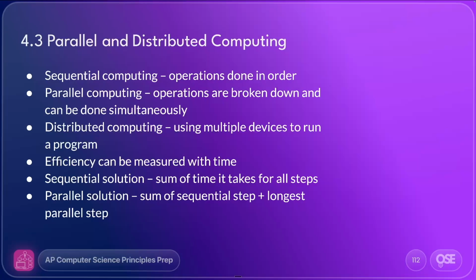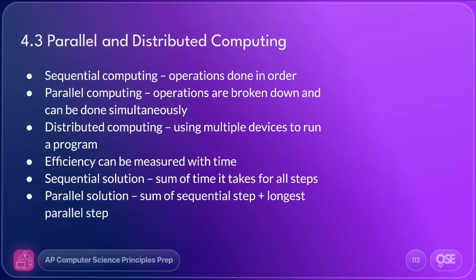Next, we have to talk about different types of computing: parallel and distributed, and sequential as well. Sequential is when operations are done in order. So I'll give you a file and you complete the tasks in the exact order I gave it to you. Parallel is when the operations are broken down and can be done simultaneously. For example, I do this process, but I also do this process at the same time. Distributed computing is when you take the processes and run them on separate devices. For example, two computers.